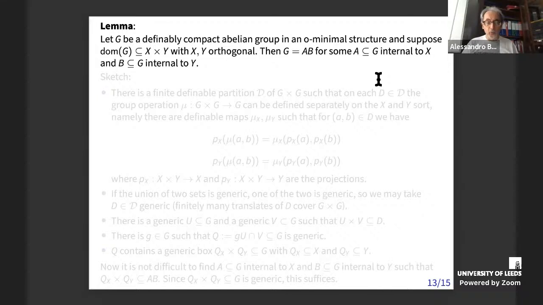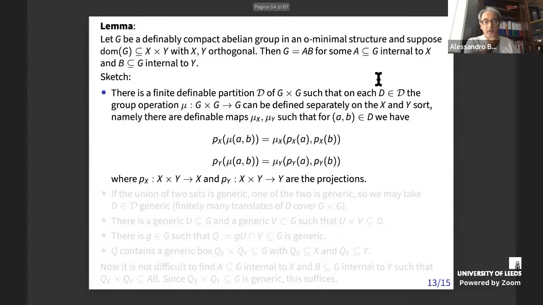And we want to prove that G is a product of two sets, A consisting of finitely many horizontal lines, and B consisting of finitely many vertical lines. Of course, if the group is a direct product, you can just take one single horizontal line and one single vertical line. So this is what you want to prove. Okay, the sketch is the following.